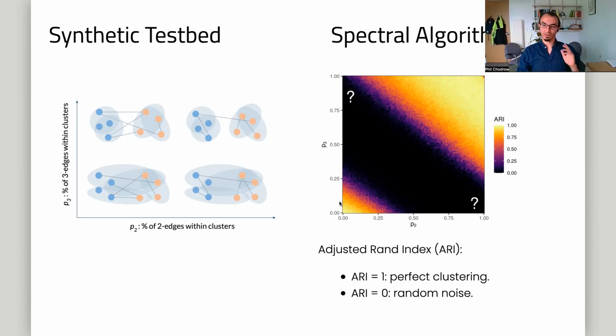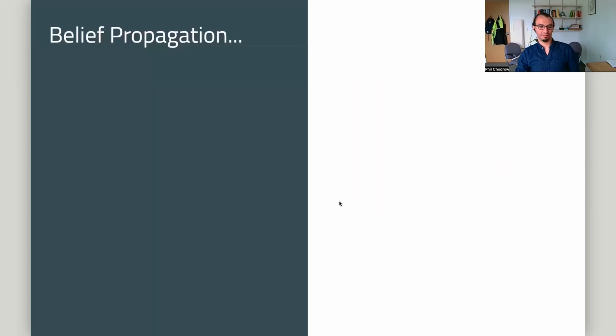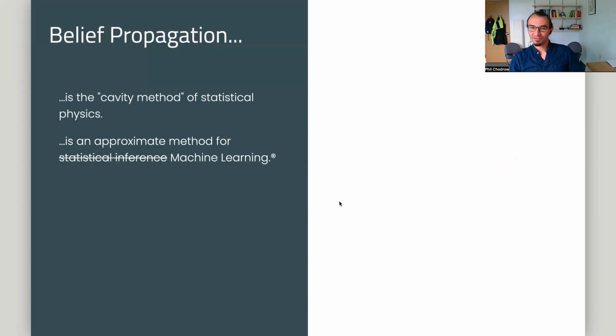So we have made progress and learned some interesting things, but there is a lot more that we need to do. Following the historical development of how we learned about detectability thresholds for graphs, we are going to take a detour into belief propagation. Belief propagation is a lot of things. It's a really interesting and rich subject. Originally, it's the cavity method of statistical physics. Belief propagation is an approximate method for what I used to call statistical inference, but now I'm a computer scientist, so I say machine learning instead for branding reasons.